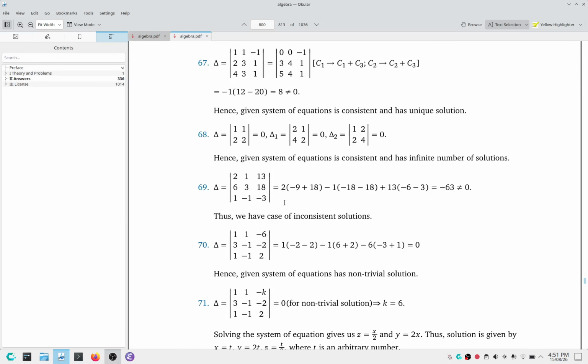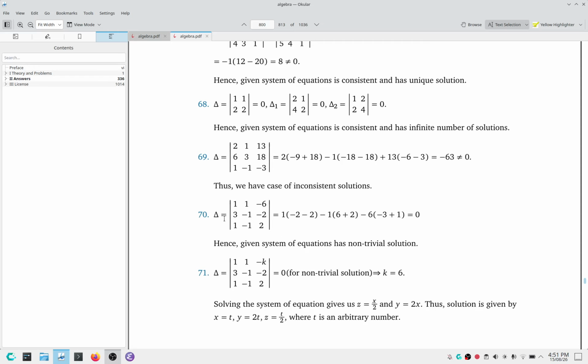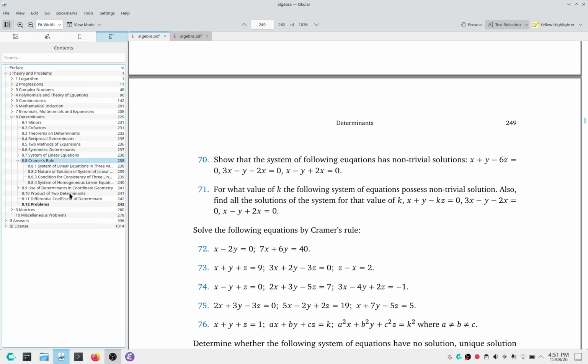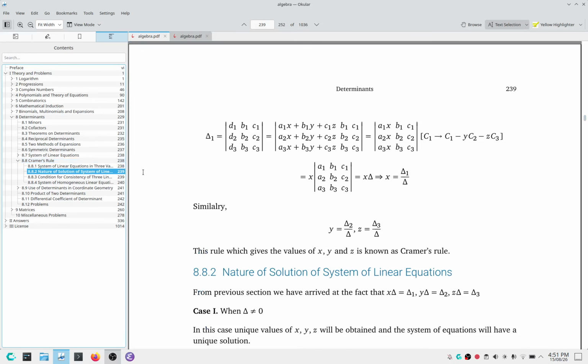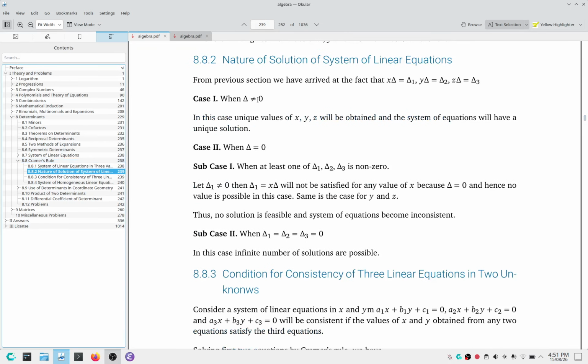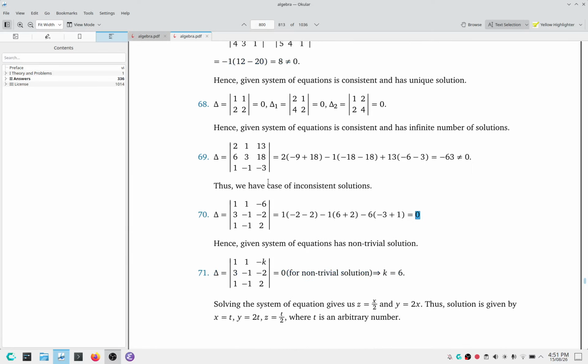I think in some of these cases, we need to evaluate delta 1, delta 2 as well, particularly where delta is equal to 0, if you look at the rule and nature of solutions. When delta is not equal to 0, it is quite obvious that it is a unique solution. But when delta is equal to 0, we have two subcases. We have to evaluate delta 1, delta 2, delta 3, and find whether an infinite number of solutions or no solution is possible. So I think some of it has a shortcut, particularly when delta is equal to 0.